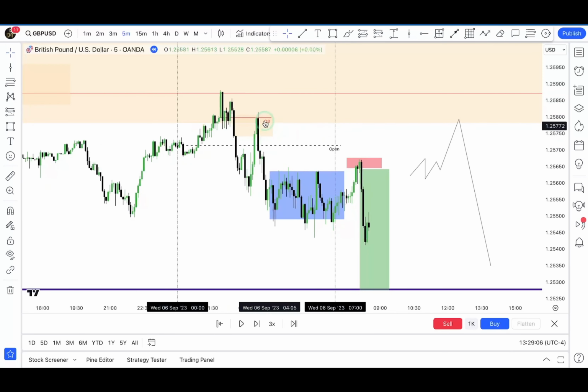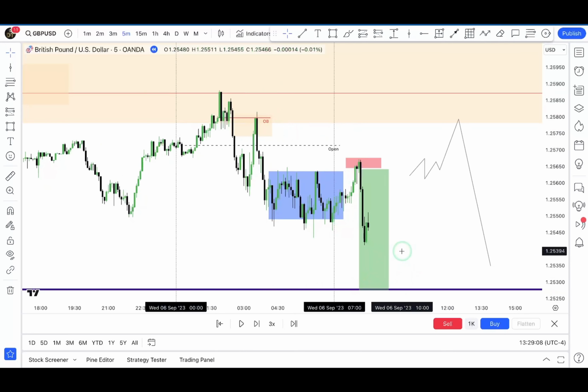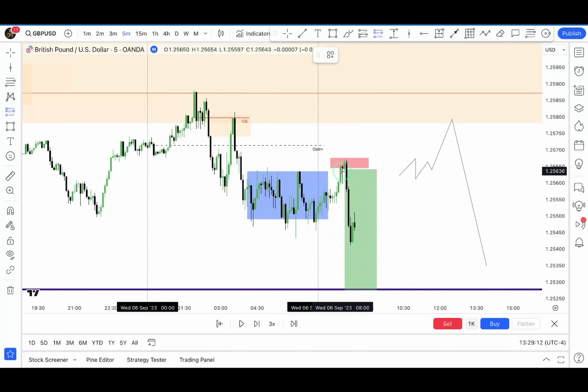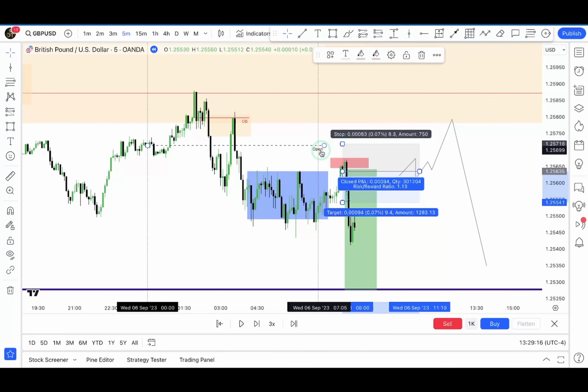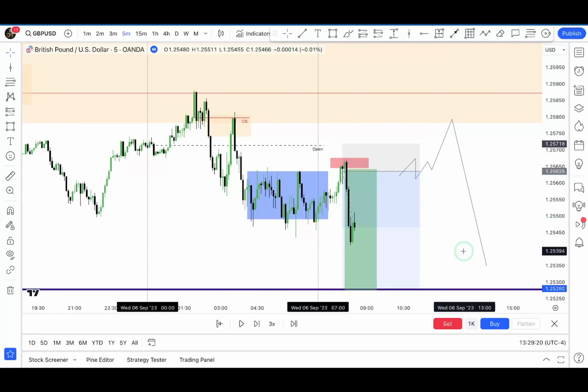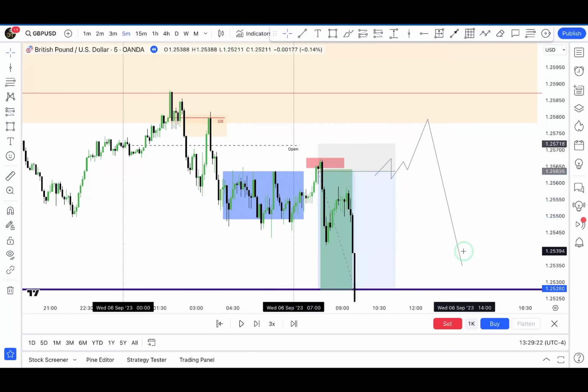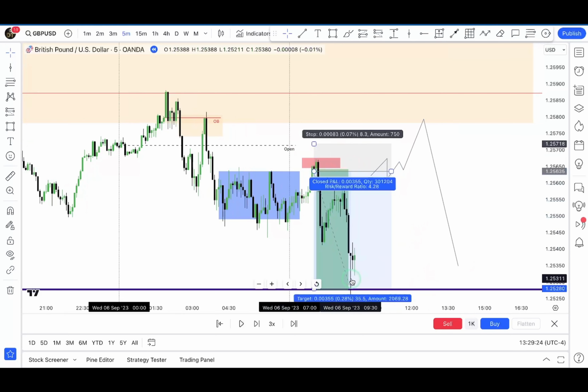Price already showed its hand that it wants to trade towards the previous day low. So I would have called this one, and then my stop loss will be at the open. The target will be the same target. And let's check what price does. And it hits it at the open exactly.